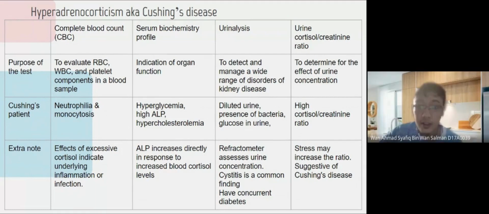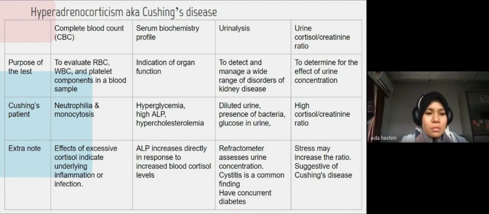Okay, the next is urinalysis. Because the dogs with Cushing disease typically drink large amount of water, the urine produced become very diluted. So we use a special instrument called refractometer to assess the urine concentration.